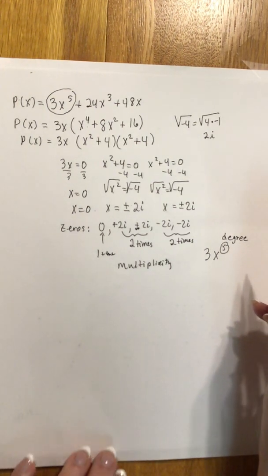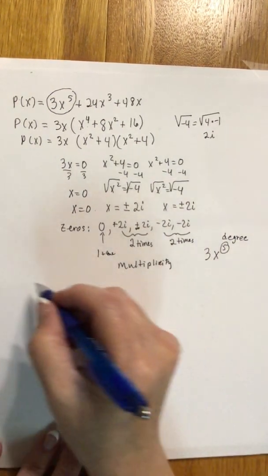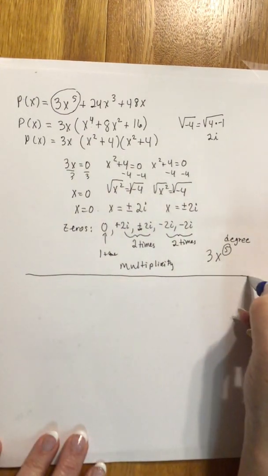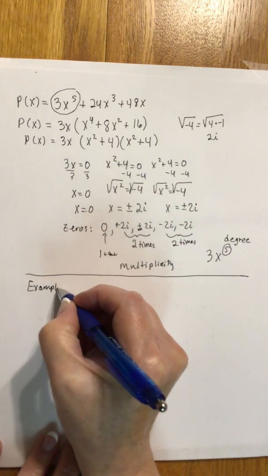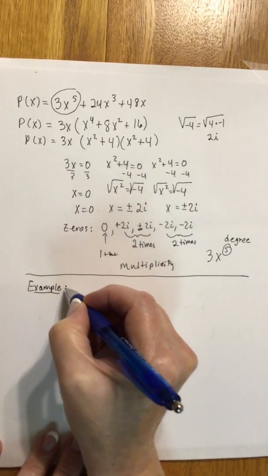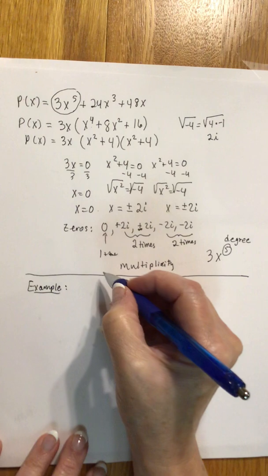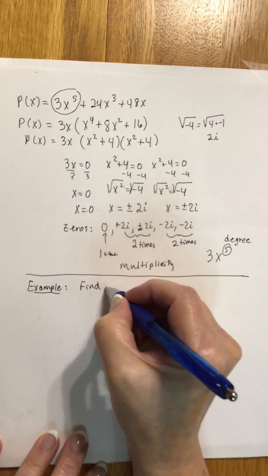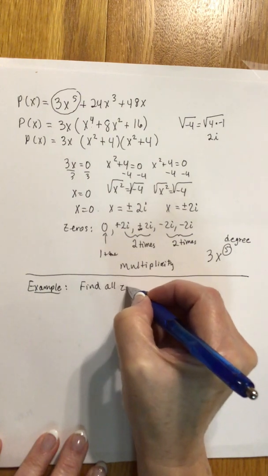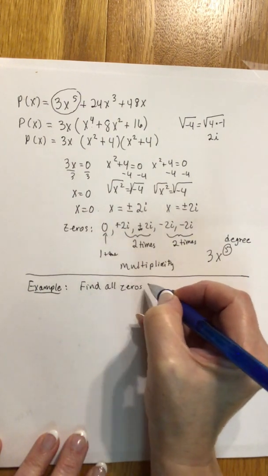Okay, I'm going to try another example. So it says find all the zeros of a polynomial. So find all zeros. So we're going to use the same techniques we've been doing.